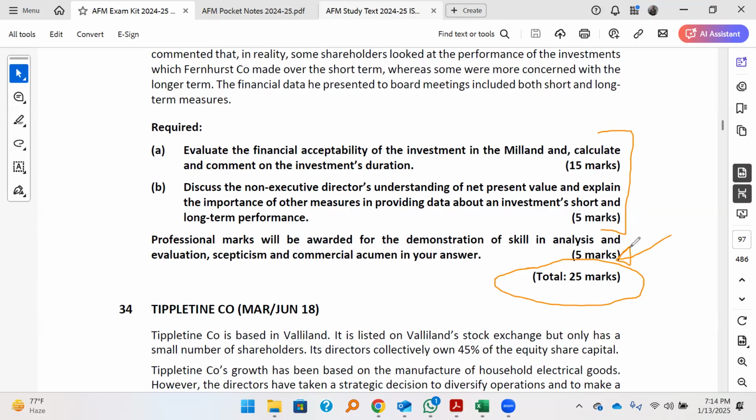Of course, professional skills, you have seen some of them maybe in other papers that you've done on level 3, but if you haven't, basically they are asking for commercial acumen, skepticism, analysis and evaluation, communication, and the like. So you can find those on the website for ACCA where they talk about the professional skills. I'm just going to show you how to get them as you do a question, because in the exam you do have 20 marks.